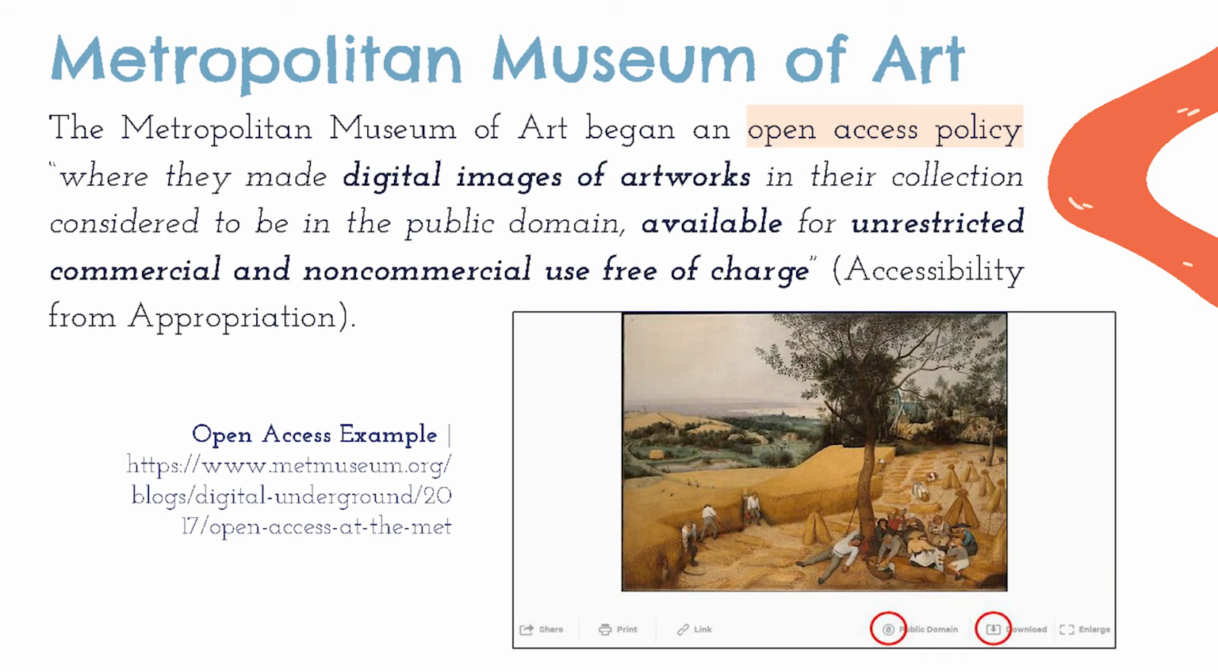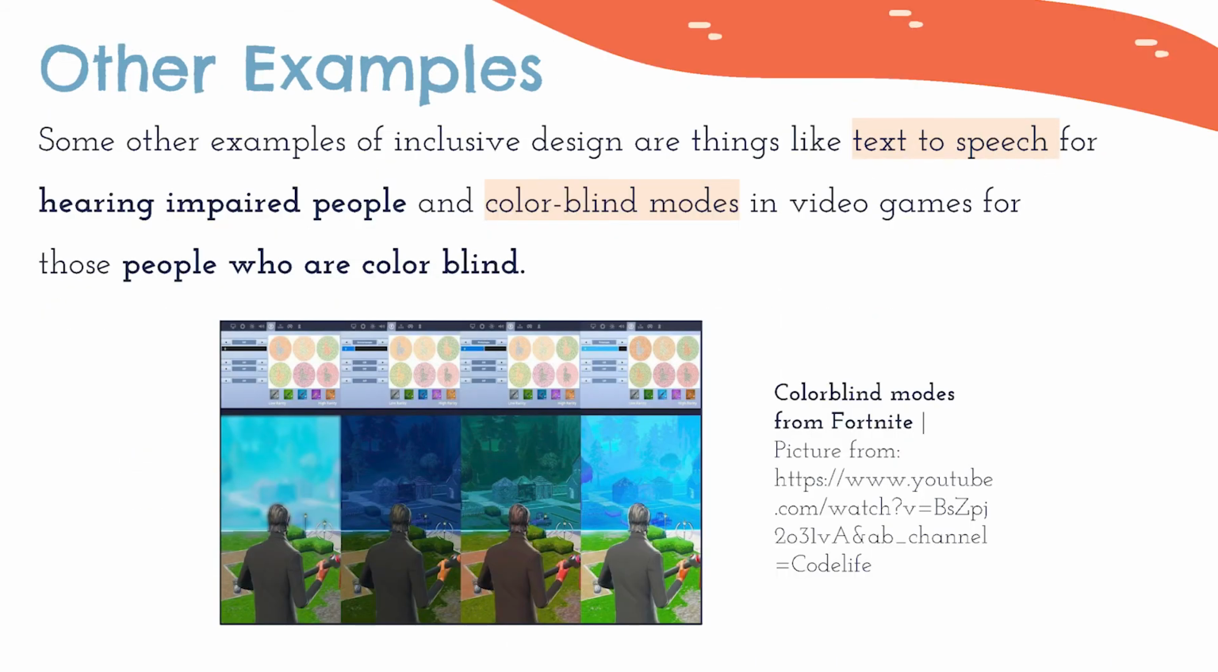within digital design. Some other examples of inclusive design are things like text-to-speech for hearing-impaired people and colorblind modes in video games for people who are colorblind. These options make sure everyone can have access to those things in one way or another.